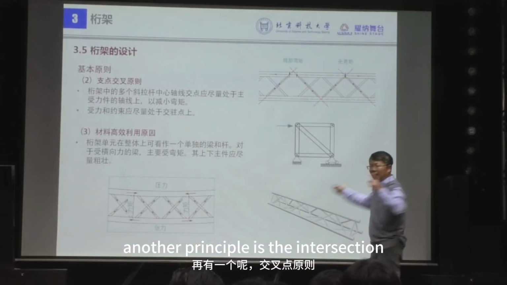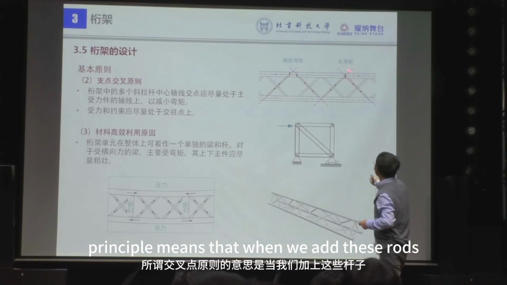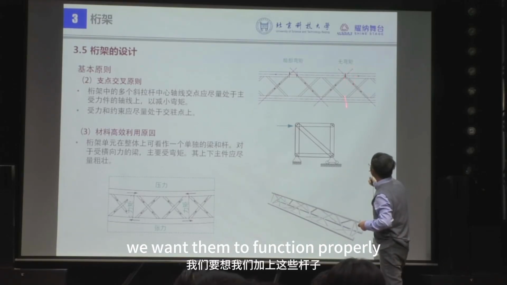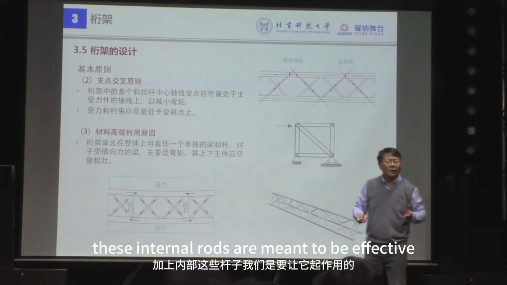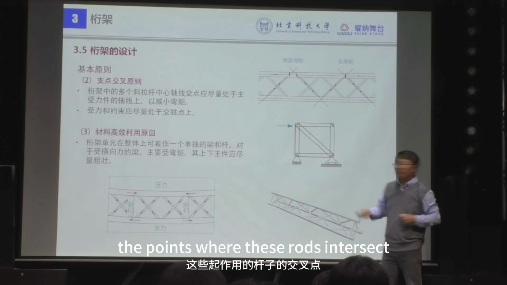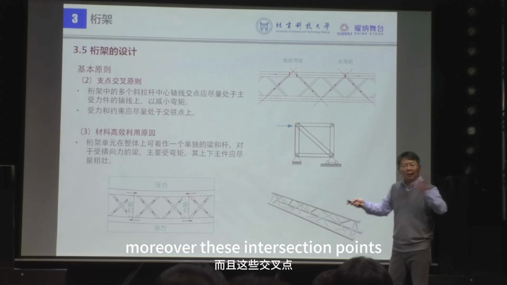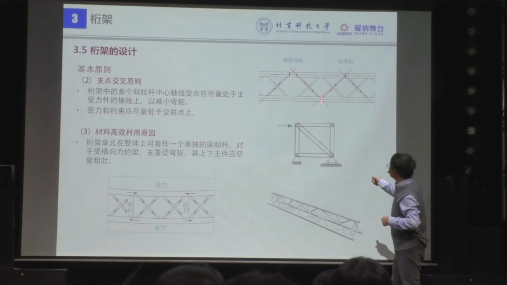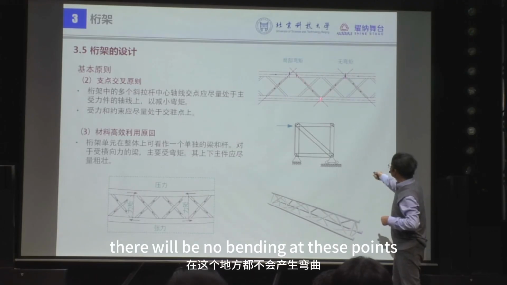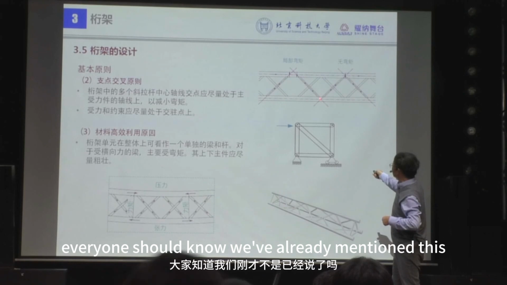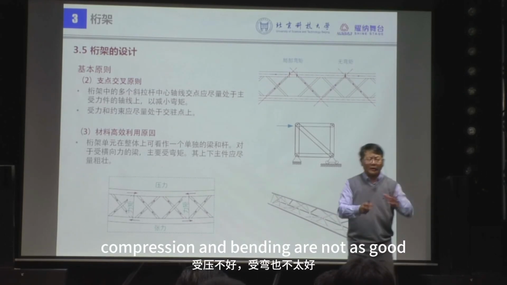Another principle is the intersection principle. The intersection principle means that when we add these rods, we want them to function properly. Can everyone see this? These internal rods are meant to be effective. The points where these rods intersect must be placed along the center line of the main beam. Moreover, these intersection points must lie along the center line. Regardless of how large the forces are, there will be no bending at these points. Everyone should know, we've already mentioned this. Our rods are best at tension. Compression and bending are not as good.